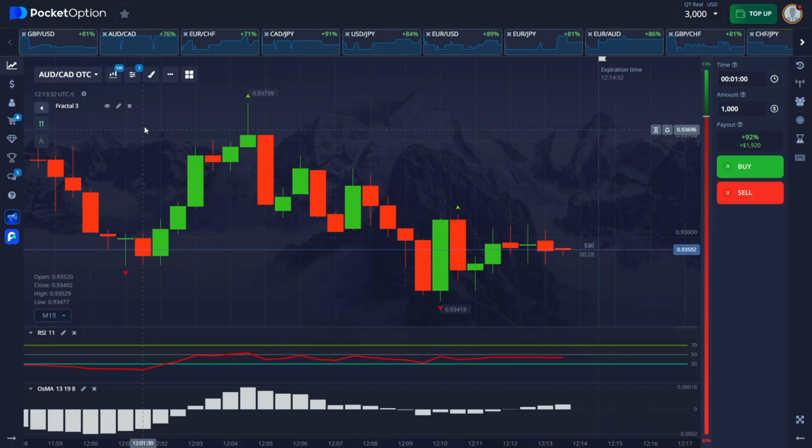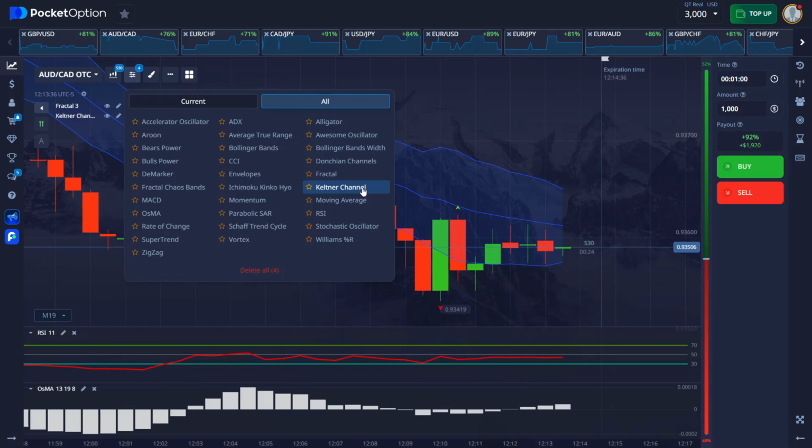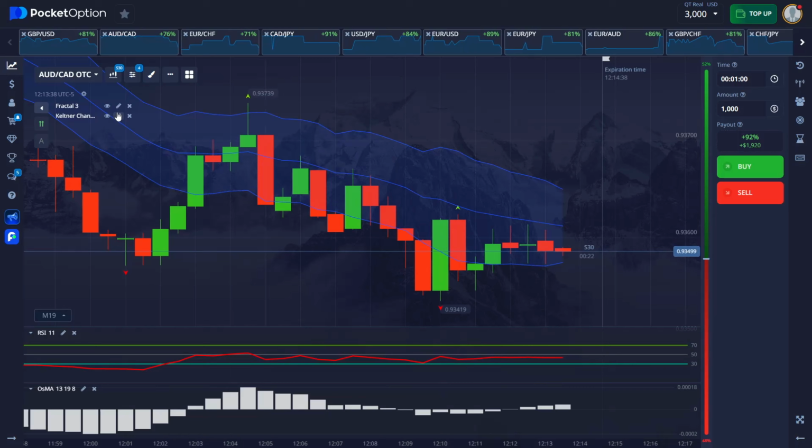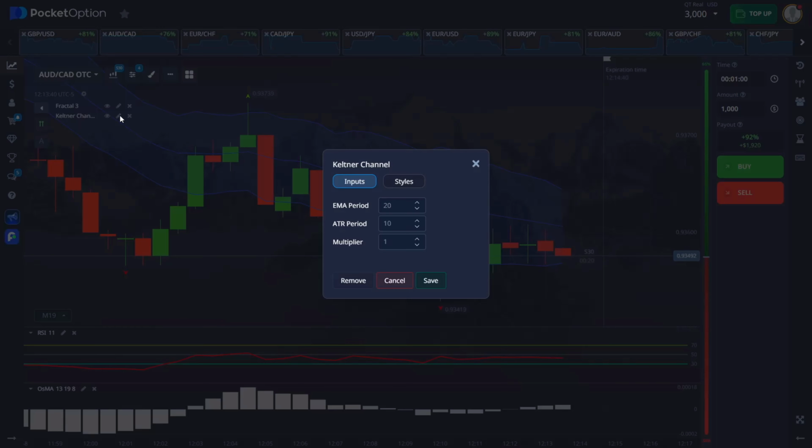Now, for the final indicator, it's gonna be Keltner channel. This is so interesting, guys. You're gonna love this strategy. For the Keltner channel, the multiplier, we'll increase it by 2, right? And for the ATR period, we'll increase it, and then for this one, we'll also increase it. Okay.